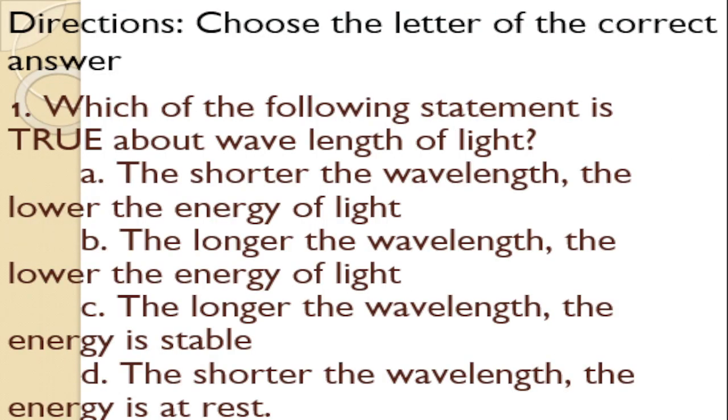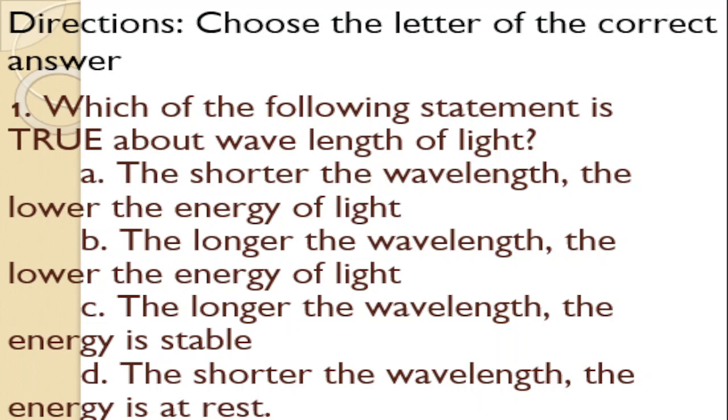Okay? Now, going back to the questions that I've thrown before our discussion. The first question is, which of the following statements is true about the wavelength of light? A. The shorter the wavelength, the lower the energy of light. B. The longer the wavelength, the lower the energy of light. C. The longer the wavelength, the energy is stable. And D. The shorter the wavelength, the energy is at rest.